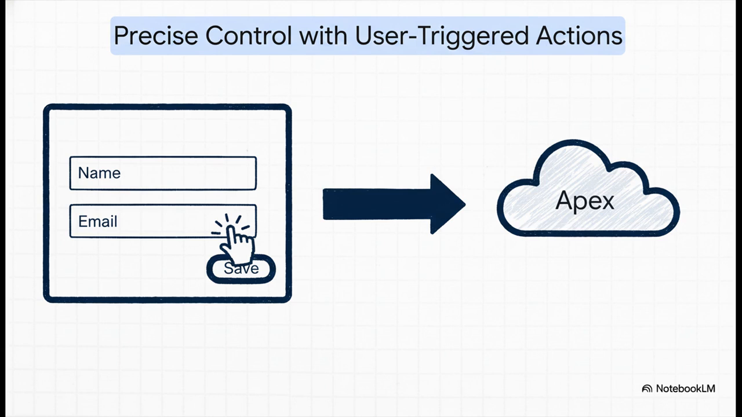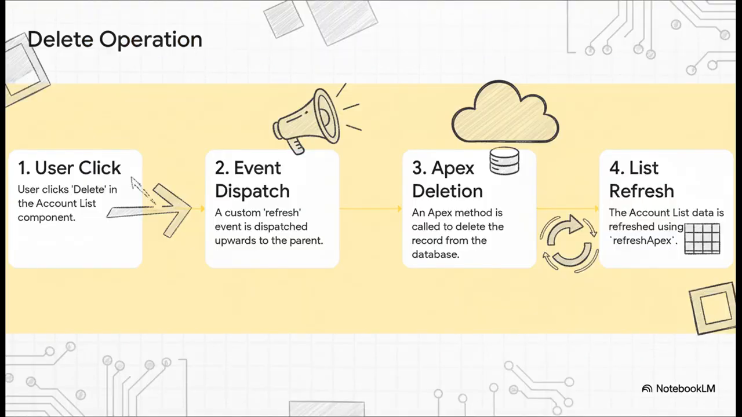But wait, what happens when a user does something? Like they click a button or submit a form to create a new account. Well, for that, we switch gears and use what's called imperative Apex. Unlike @wire, which kind of runs on its own, imperative calls are something we trigger on purpose, like from a save button click. This gives us total control over when we change or create data. Okay, check out this flow for a delete operation. It's a perfect example of how clean this communication can be.